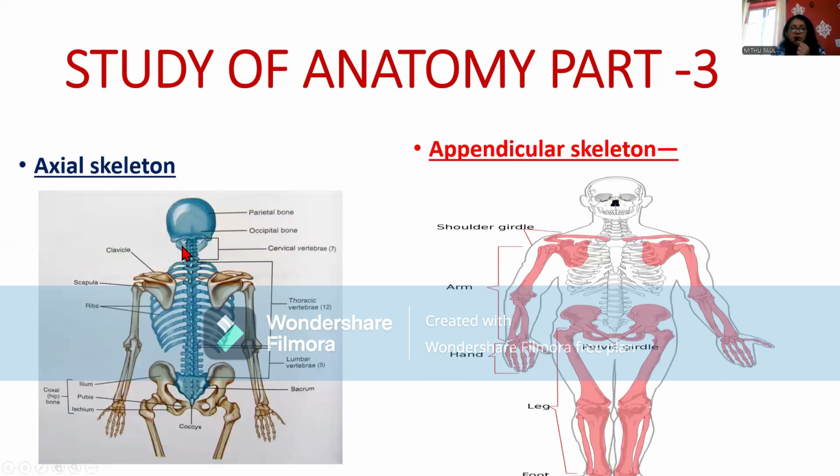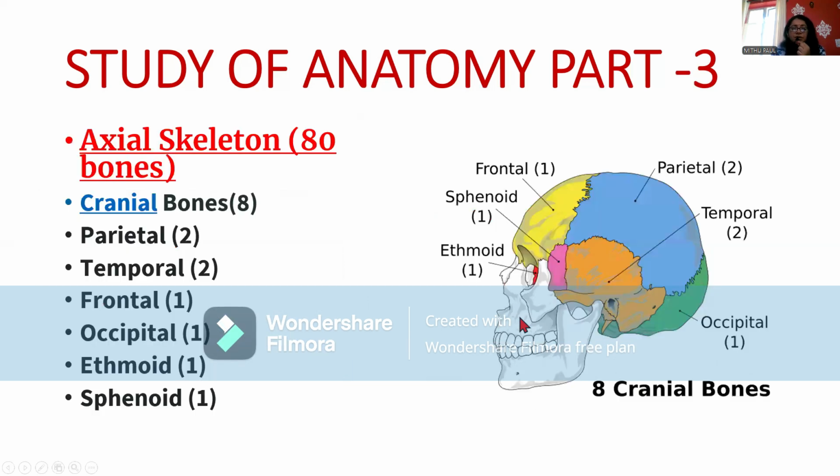This is a rough picture. The blue one, you can see distributed, the bones are lying along the axis of your body. So these are the bones forming the axial skeleton. Here in the second picture, you are getting the bones lying onto the extremities, highlighted in pink. These are the appendicular skeleton.